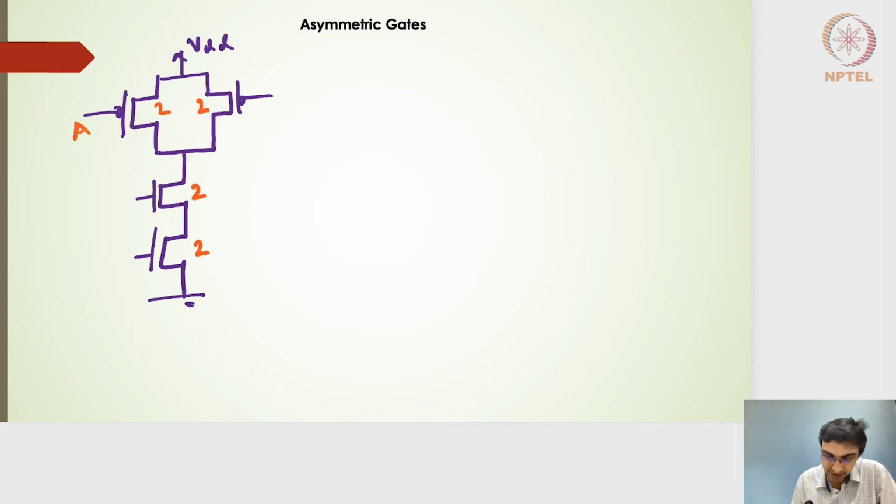And if I consider this as A and A and then this as B and B, we know that the input capacitance of A and B remains the same. The input capacitance for A is 4, the input capacitance of B is also 4.